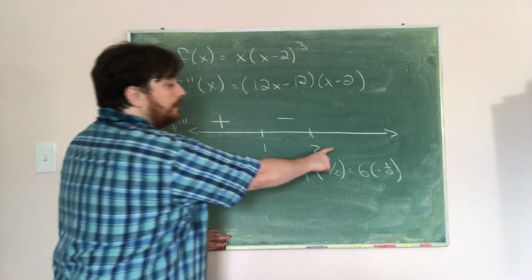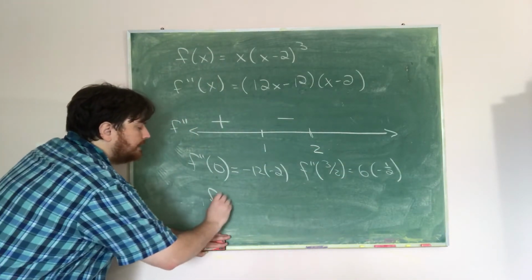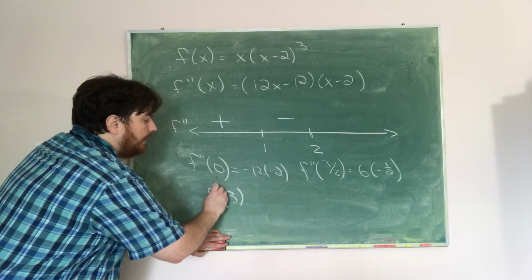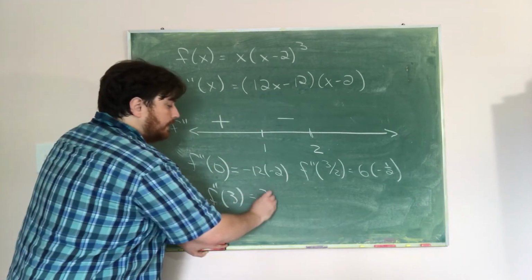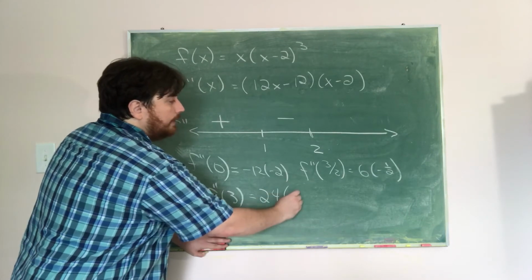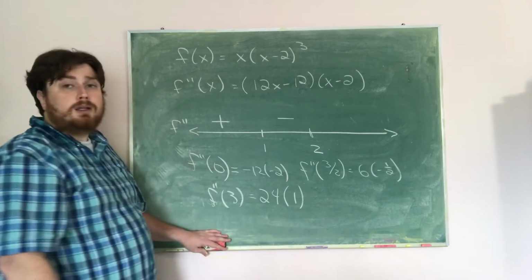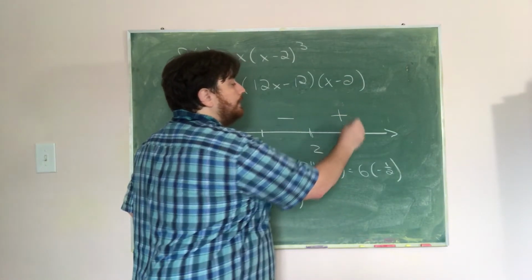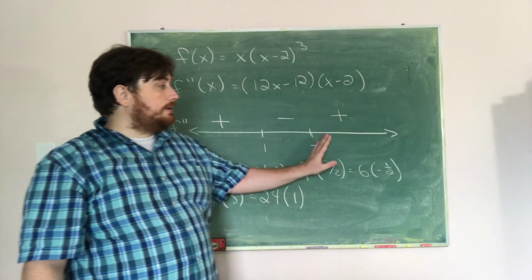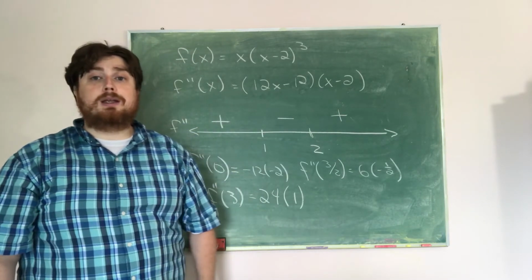Now lastly, I'm going to pick something above 2, so let's say 3. So f double prime of 3 is 12 times 3, which is 36, minus 12 is 24. 3 minus 2 is 1. 24 times 1 is 24, which is positive again. So my second derivative is positive on the interval 2 to infinity.